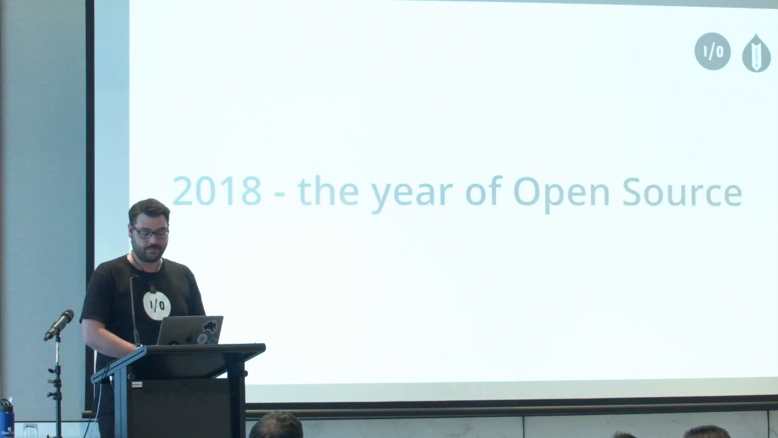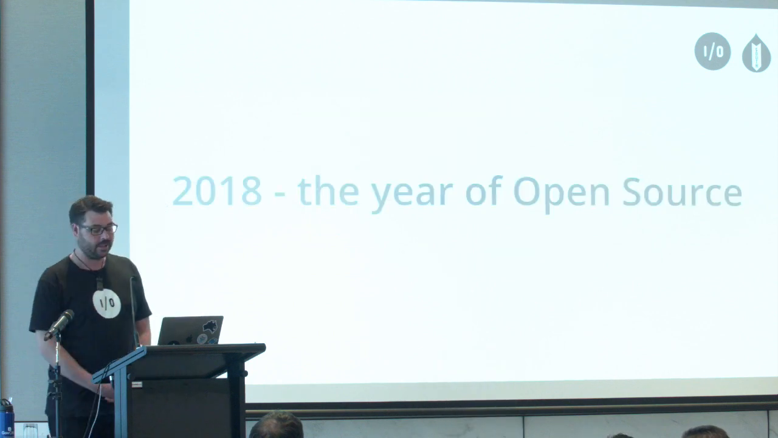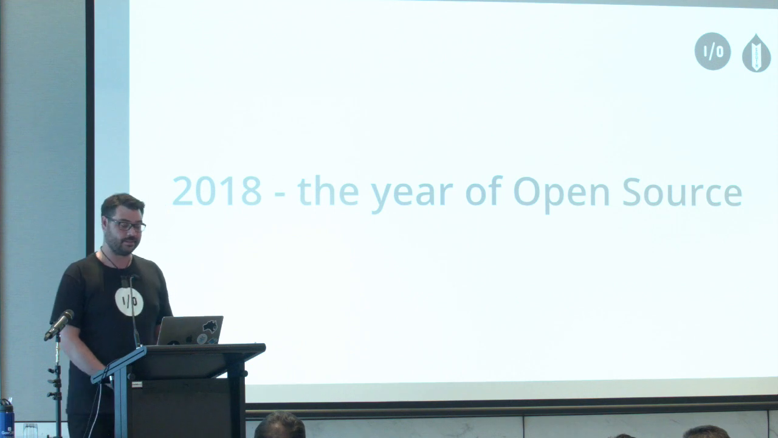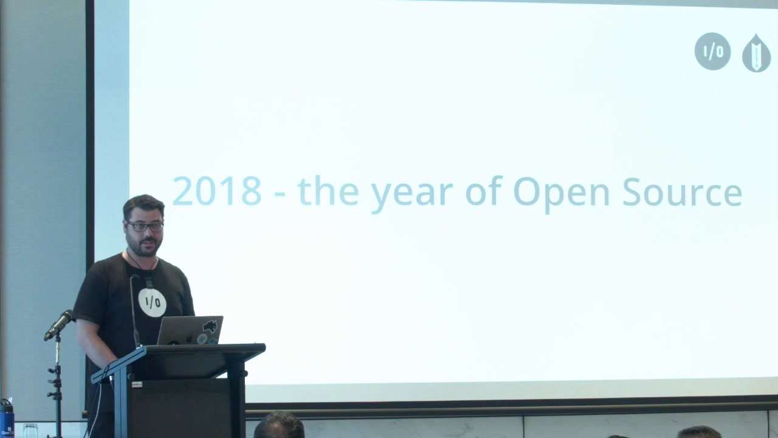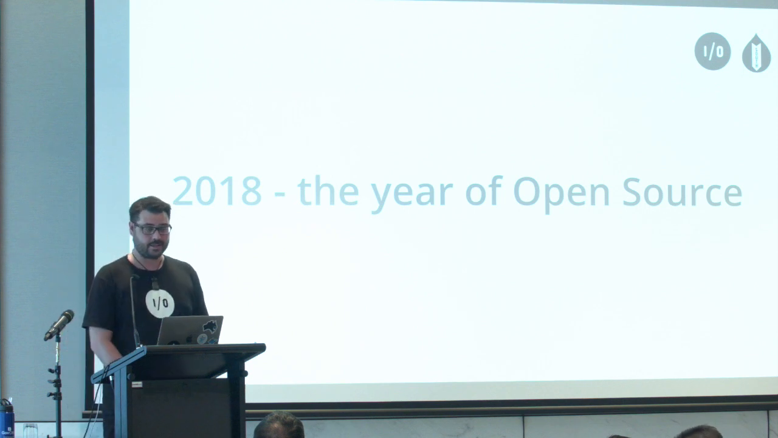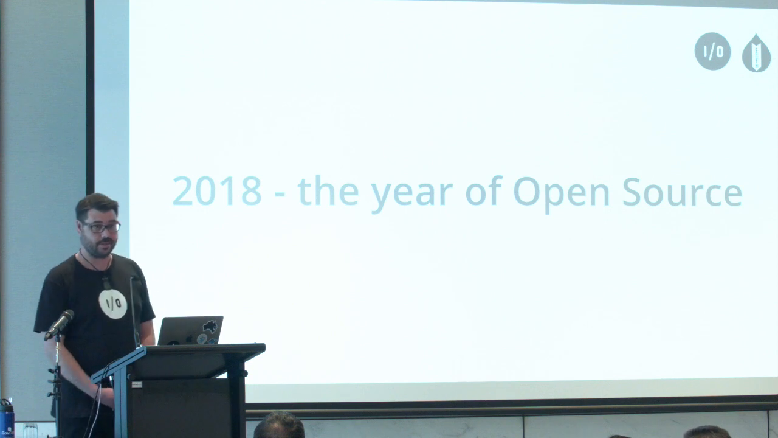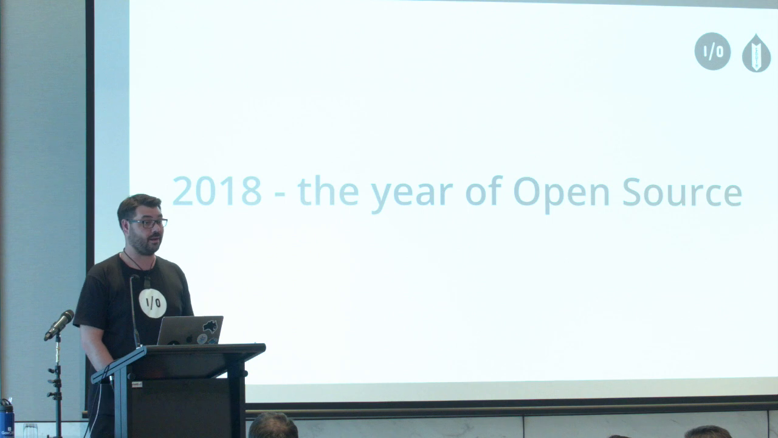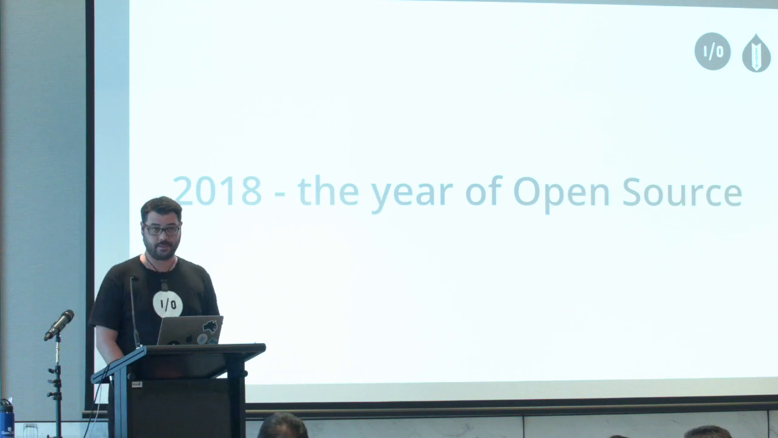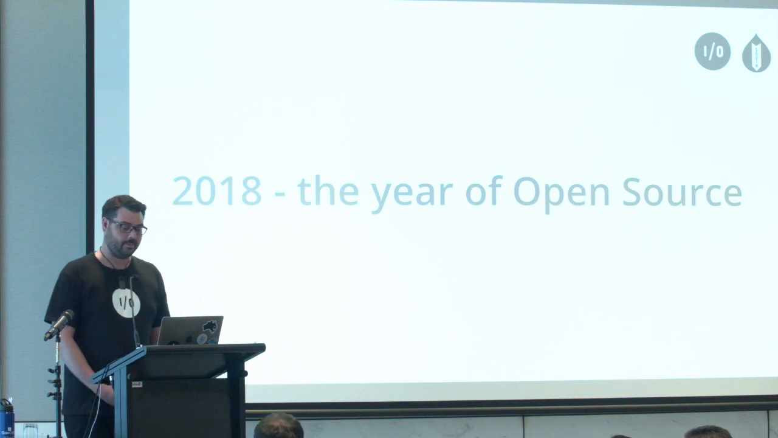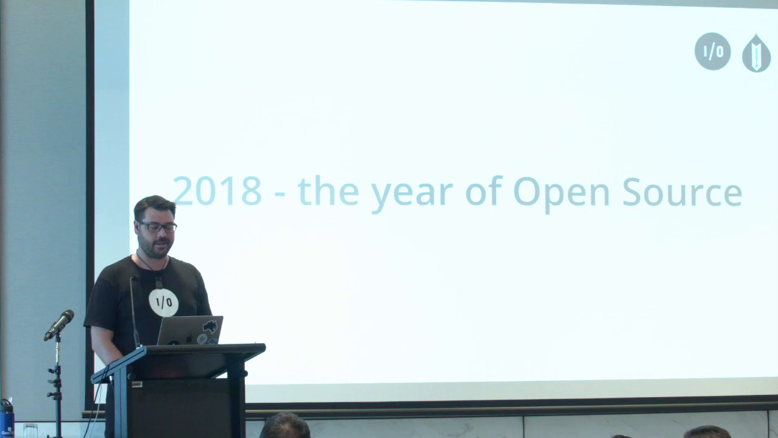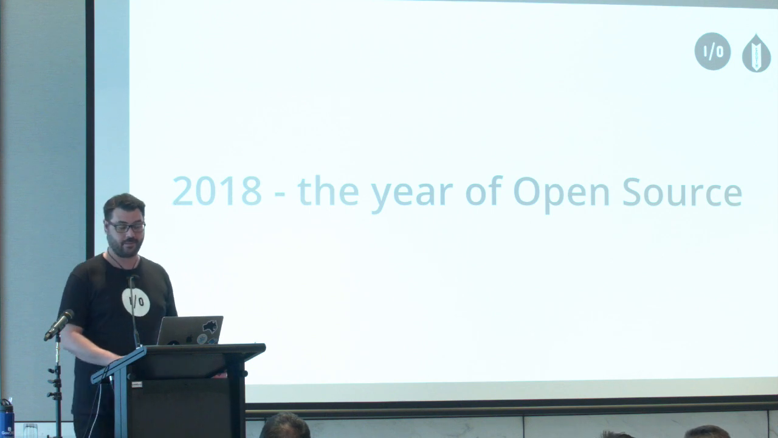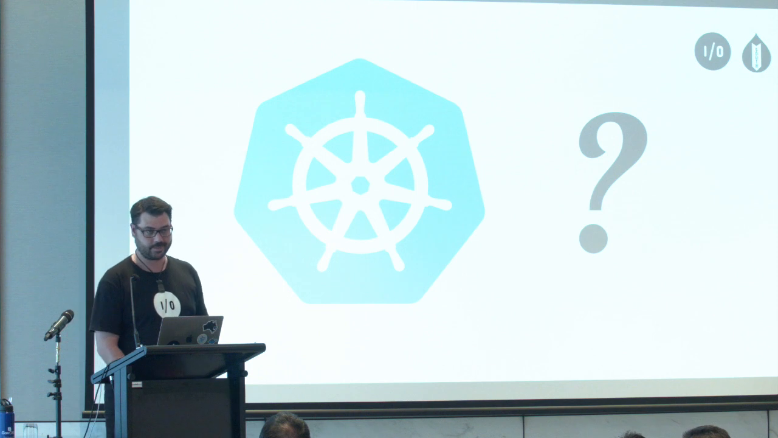Before I start, I just wanted to acknowledge that 2018 has been an amazing year for open source. I think it is where open source has actually become the status quo. We've seen some huge acquisitions, with the likes of GitHub, even Red Hat, which is one of the largest open source companies around. And I believe a lot of that is driven by a thing called Kubernetes.